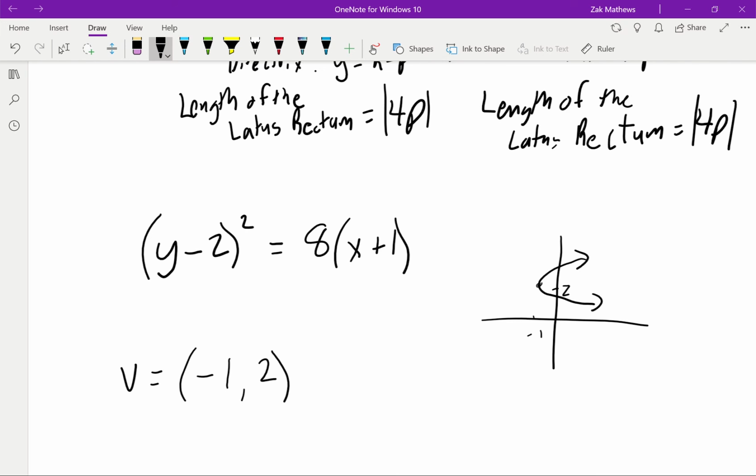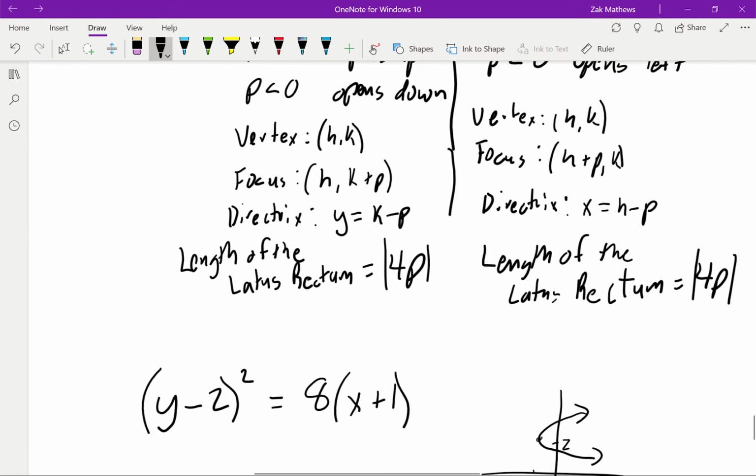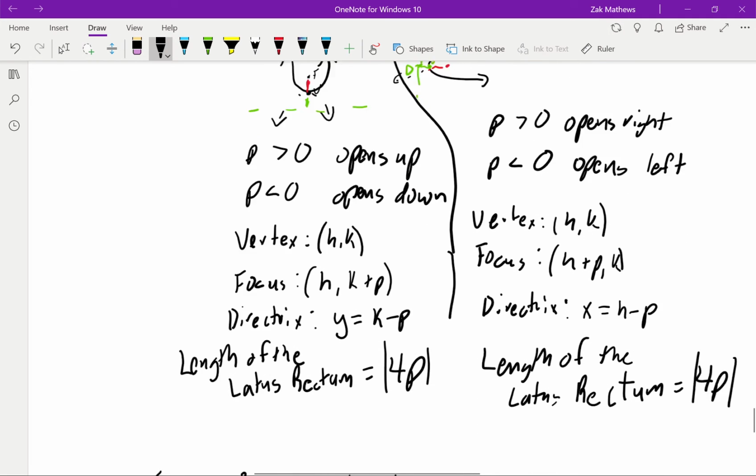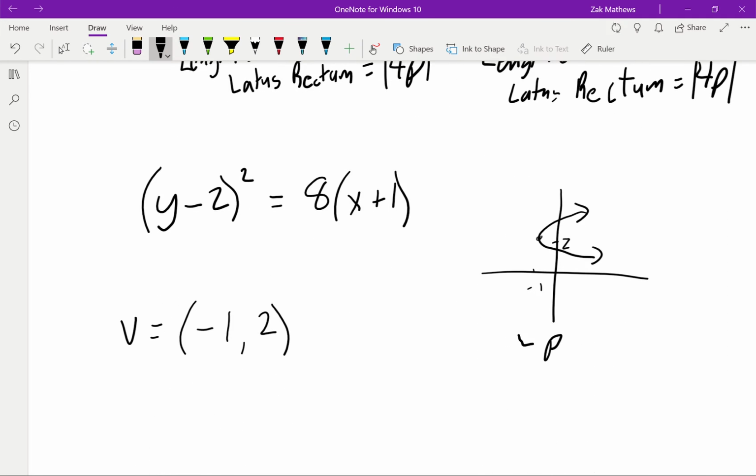Next thing I need to get is my p-value, because the p-value tells me how to get to all the other points. Remember, this coefficient is not equal to the p. That is equal to 4 times p. So I'm going to set up the equation 4p is equal to whatever that coefficient is. That's always what I'm going to do. 4p is equal to that coefficient. Then if I divide both sides by the 4, I found out that my p is equal to 2.